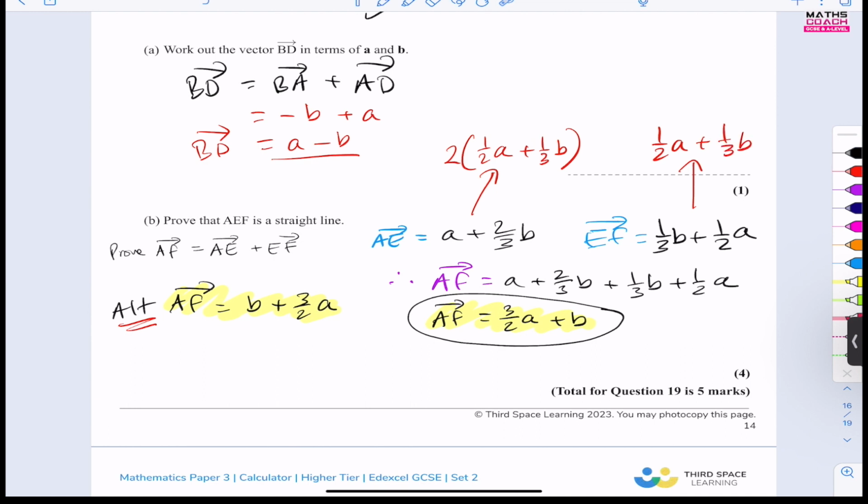Now, what do you notice? Can you see that this is exactly the same, right? It's just A to E is twice as big. So that means they are going in the same direction. So they have the same direction but a different magnitude, but they have a common point, which is E. Okay, so that's another way that you can prove this. So AEF is a straight line.